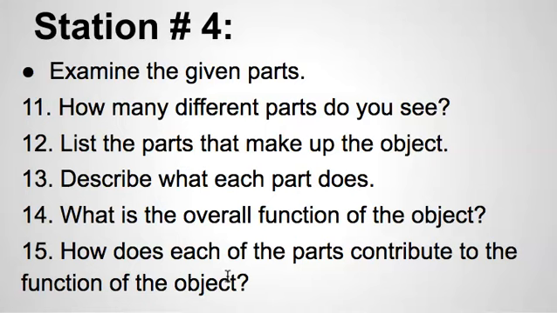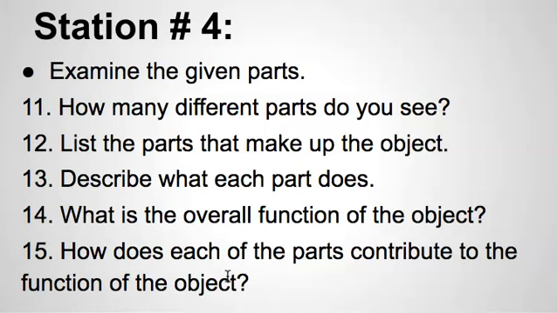Now 15, how does each of the parts contribute to the function of the object? Think about it. Each individual part contributes to the overall function. Could we take any of those parts away and would the pen work? Well, we could take away the advertisement. We could take away a few parts and it would work. It just wouldn't work as well, or it wouldn't possibly meet someone's expectations. So how does each of the parts contribute to the function of the object? You could combine this with 12 and 13. Describe what the part does, and then how does that contribute to the overall function?